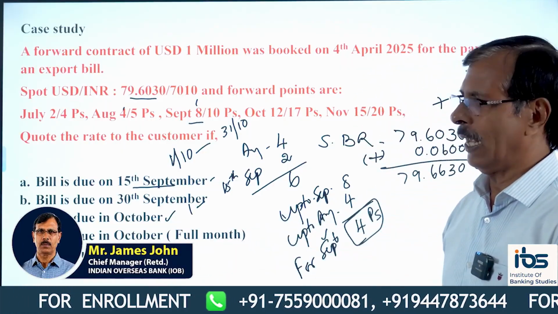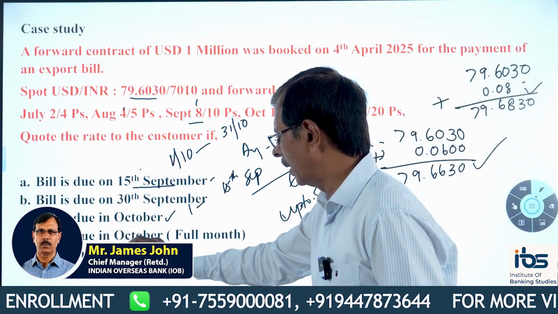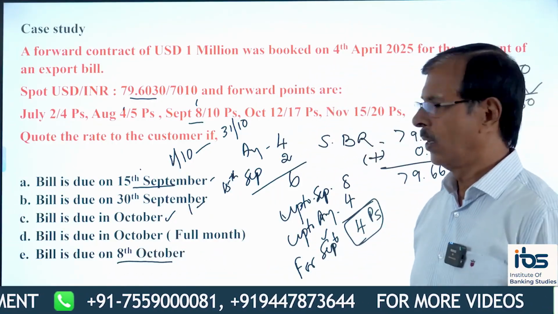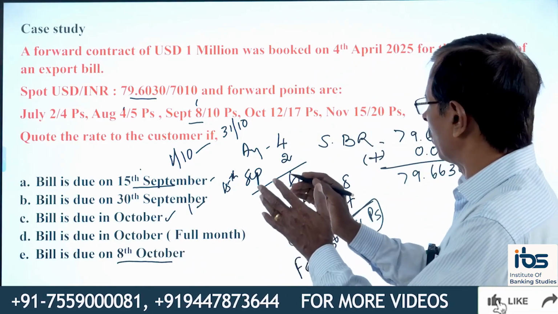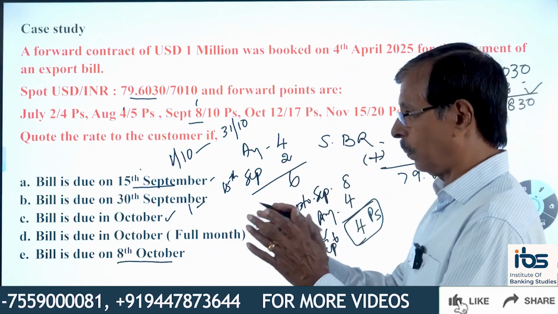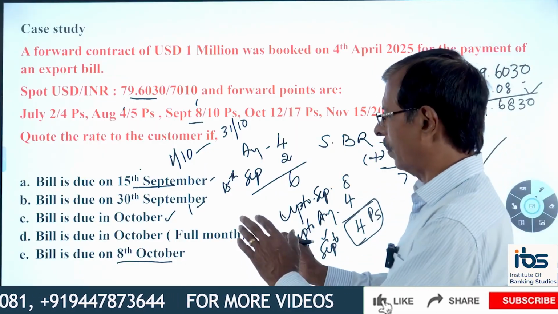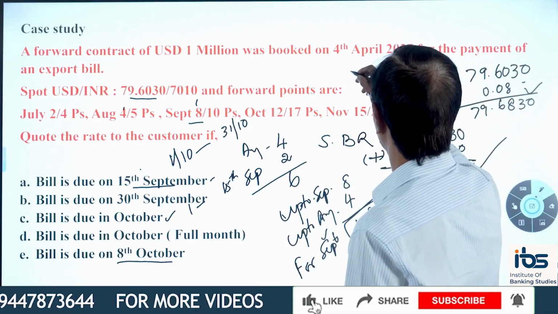Bill due is on 8th October. This is similar to this situation. So it's a fixed date. That means you have to allow the premium up to 8th October. So in this case, what do we do? We take the premium up to September and proportionately for 8 days in October. And what is the premium up to September? Up to September, it is 8 paise.